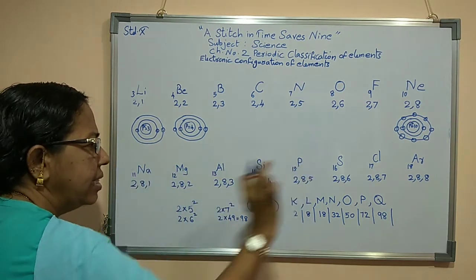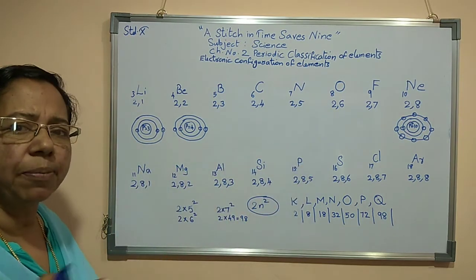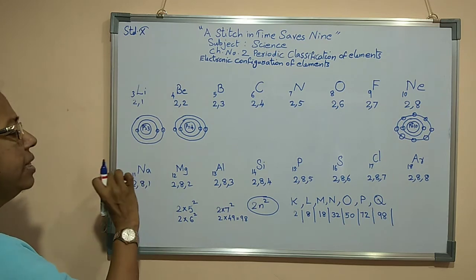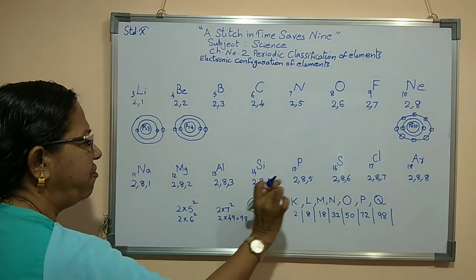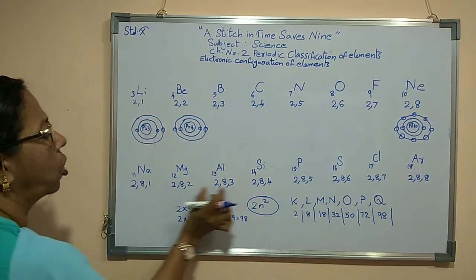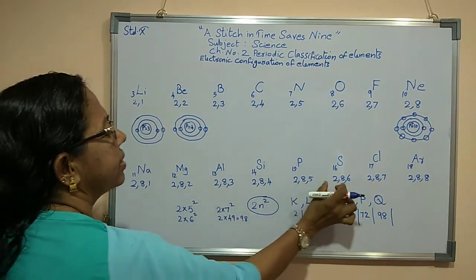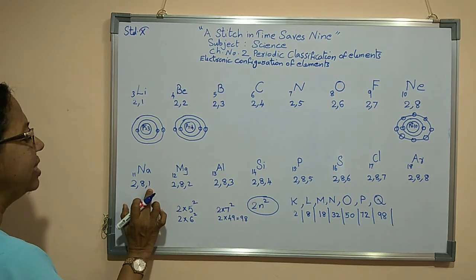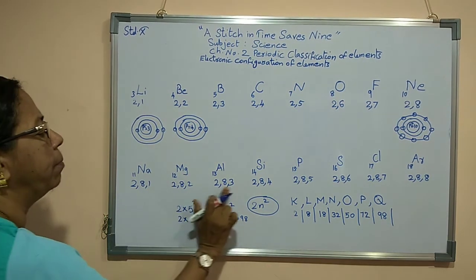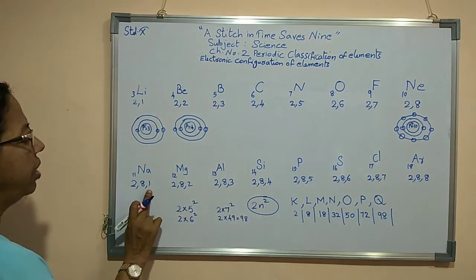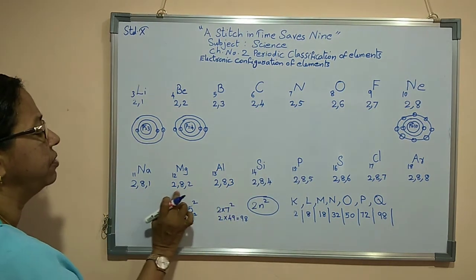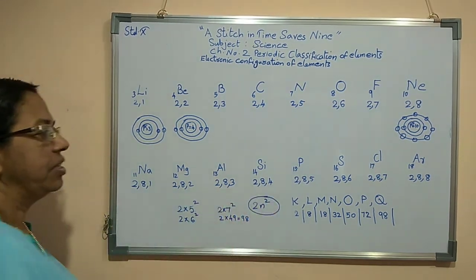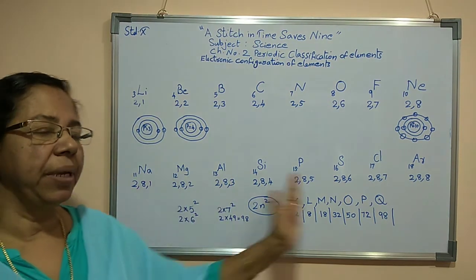Here, this is the third row or third period elements. When you compare their electronic configuration, you can find that each and every element has 3 orbits. Everywhere you can see 3 orbits, and the last orbit has a different number of electrons. See, here 1, here 2, here 3, here 4, like that. But the number of orbits will be the same. So that is the speciality of a period.